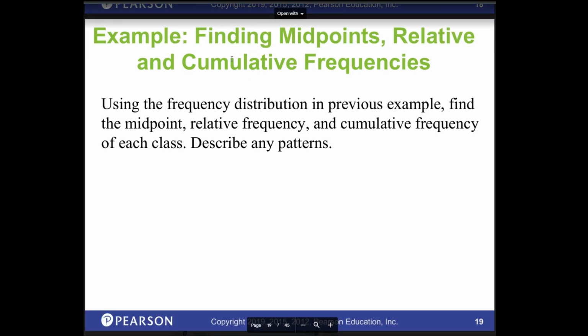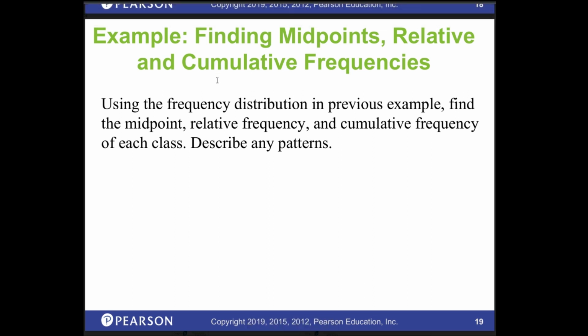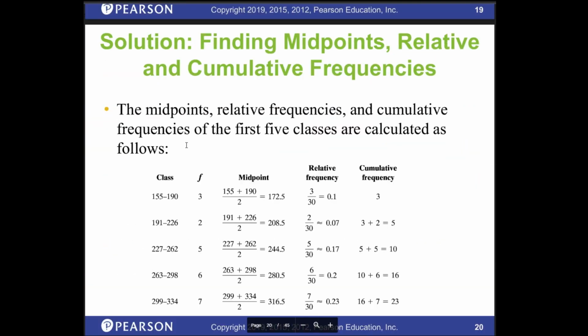An example would be using the frequency distribution in the previous example. Find the midpoint, relative frequency, and cumulative frequency of each class. Describe any patterns. So the midpoints, relative frequencies, and cumulative frequencies of the first 5 classes are calculated as follows.